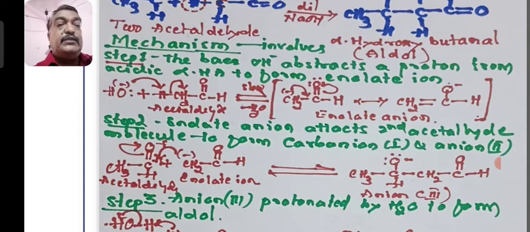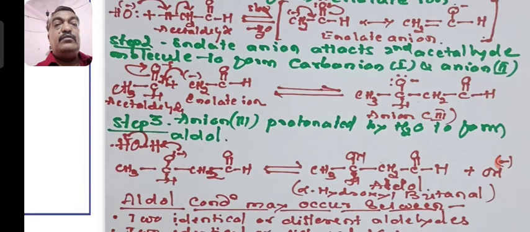Okay, so this molecule undergoes protonation by a water molecule. Okay, H attacks the O minus to form CH3 CHOH CH2 CHO. So there is a formation of alpha hydroxy butanal, along with the aldehyde and OH minus.